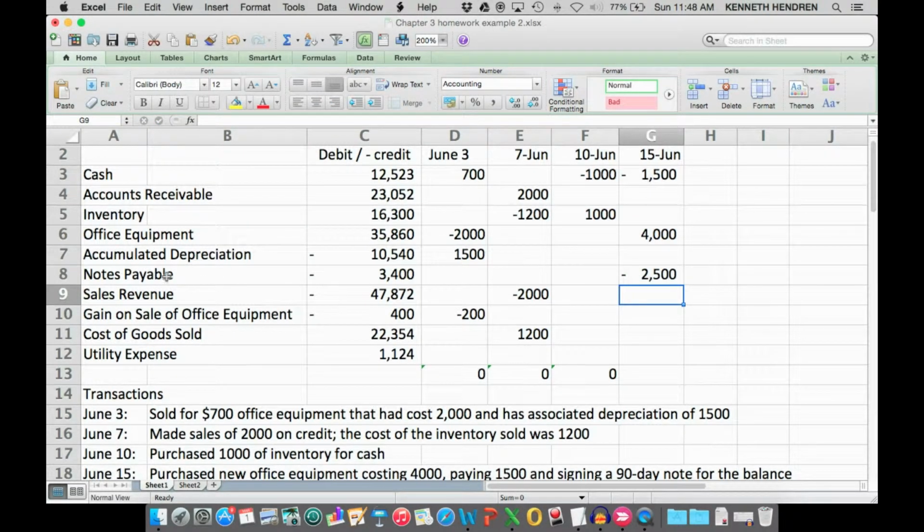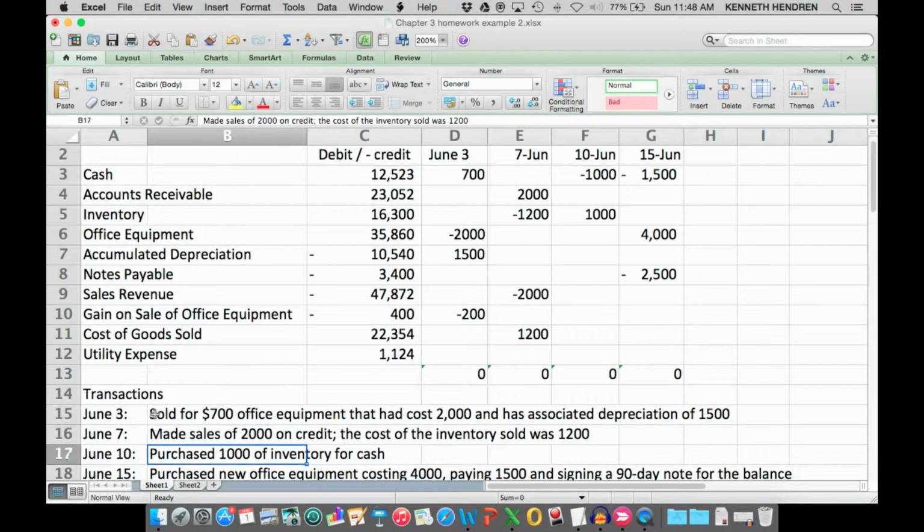Remember that accumulated depreciation is a normal negative credit balance. Notes payable is a normal negative credit balance. Sales revenue is a credit balance, and gain is a credit balance. So remember that when you're posting these journal entries. Our balance is 0 because our debits equal our credits, and so we know we're in balance.